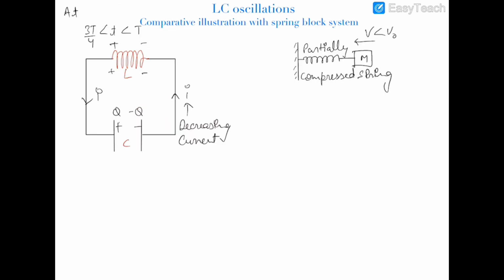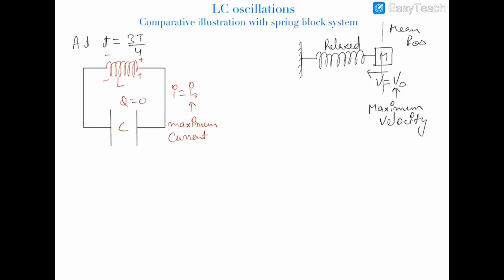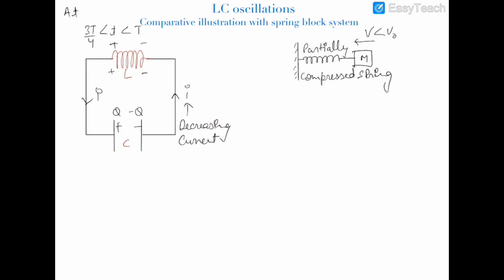Now in the last quarter, which is 3t by 4 to t, the inductor would be acting as a battery, and it would be transferring its energy to the capacitor. But again, you have to notice the polarity. That initial polarity was that the positive terminal would be at the right hand side and negative at the left hand side. But as the inductor will charge the capacitor, the current flowing through this circuit would be decreasing, because now energy is being transferred from inductor to capacitor, and hence the current in the circuit would be decreasing and the charge on the capacitor would be increasing.